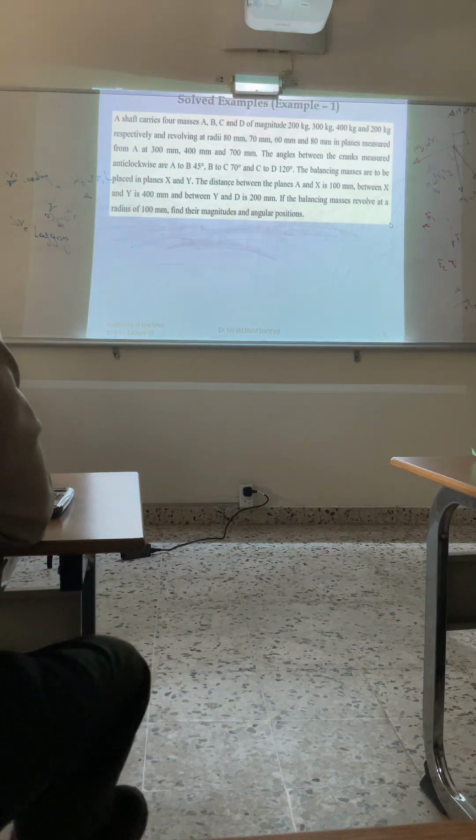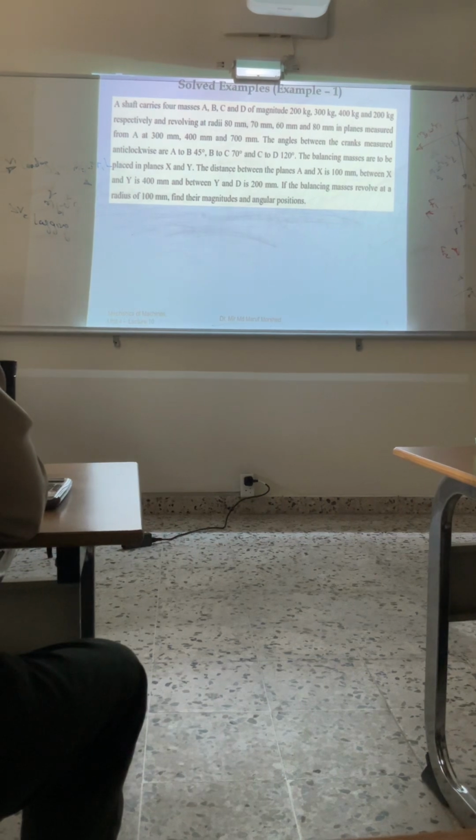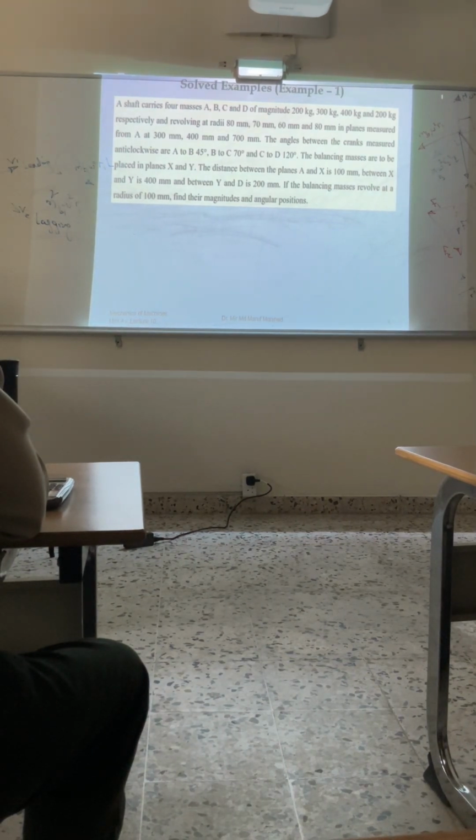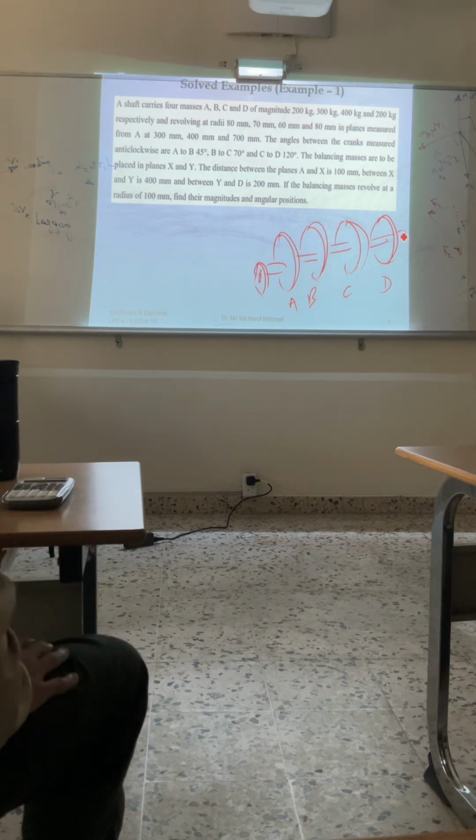Okay, now it says shaft carries this 200, 300, 400, A, B, C, D. So what I'm going to do very quickly, I'm going to draw this one is A, roughly saying that this is A, this is B, this is C, this is D. And of course there is the bearing, which is supporting the shaft from the 2 sides.